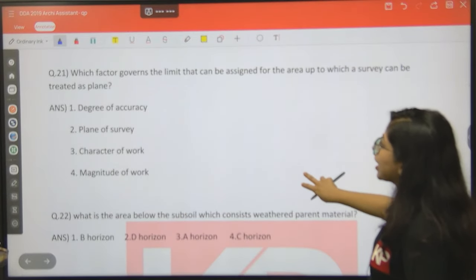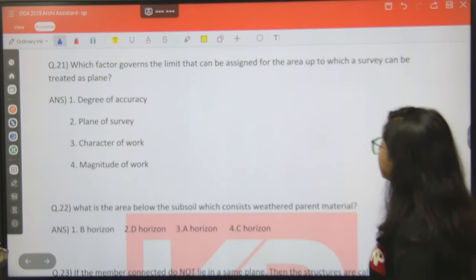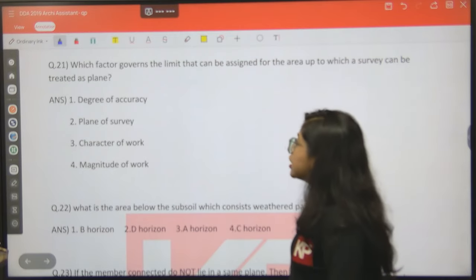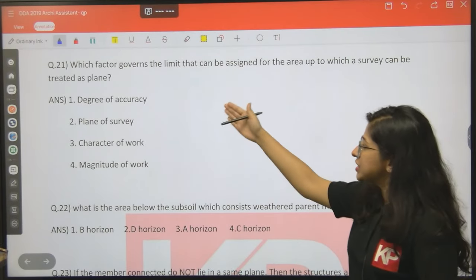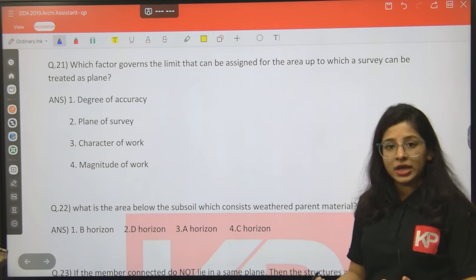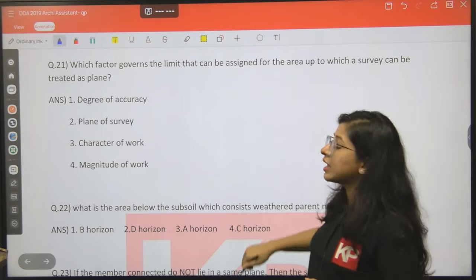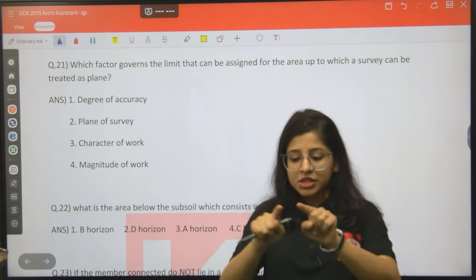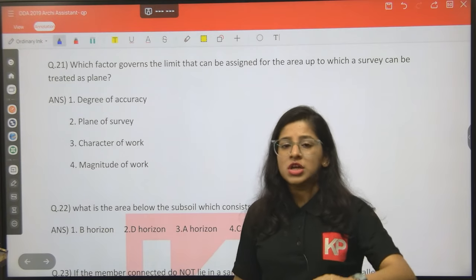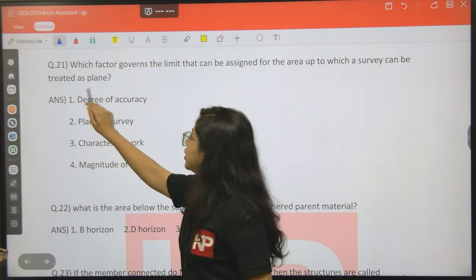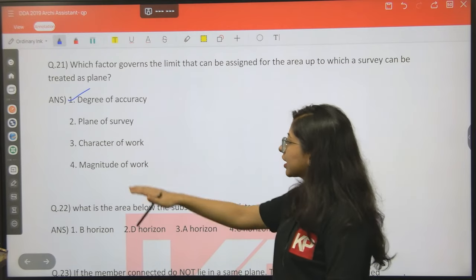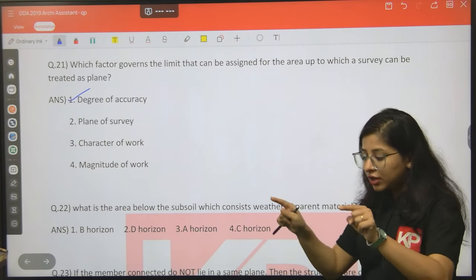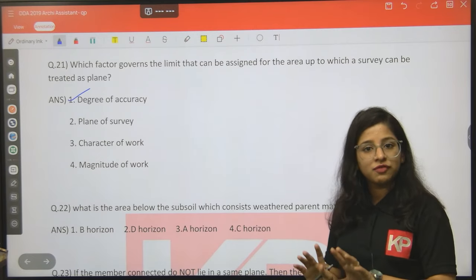Question number 21. Which factor governs the limit that can be assigned for the area up to which a survey can be treated as plain? Whenever you are surveying an area, you basically designate an area. The earth's surface is curved, but you designate that this much area I treat as a plane surface. For that, what factor is important? Your degree of accuracy is important, okay, not the character of work, not the magnitude, not the plane of survey. Degree of accuracy is something that governs the area which has to be demarcated for the survey purpose.